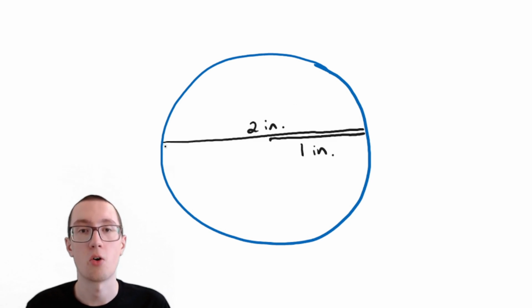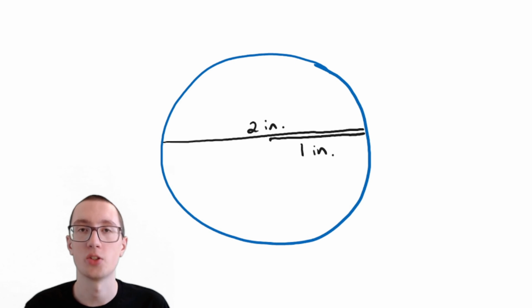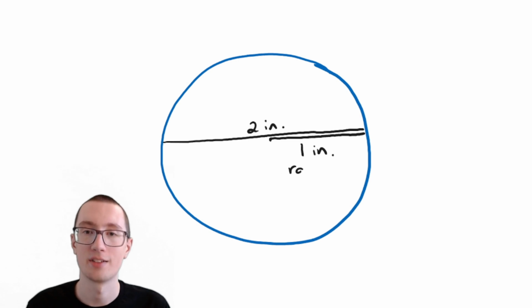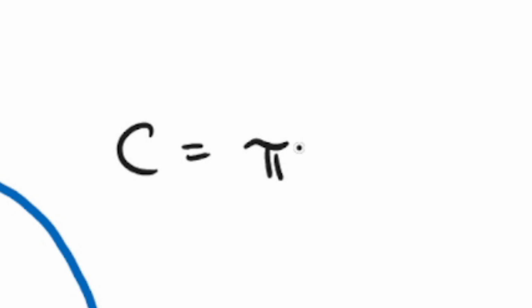So if I told you that all the way across the circle is 2 inches, but just from the middle to the end of the circle is 1 inch, which one is the radius and which one is the diameter? Well, the line from the middle to the end of the circle, that's the radius. And this one all the way across is the diameter. And also, you might need to find the circumference of a circle. The formula for the circumference is pi times the diameter.